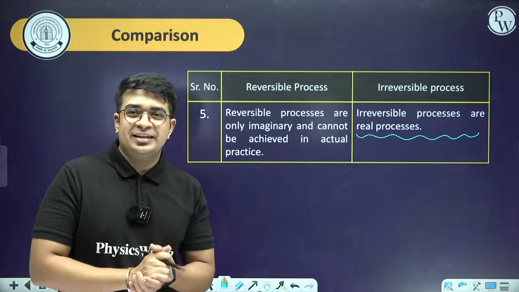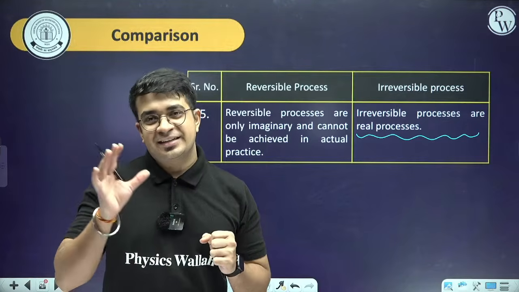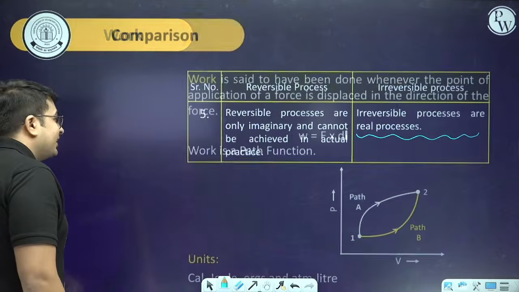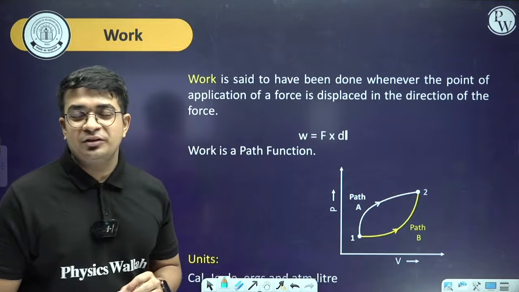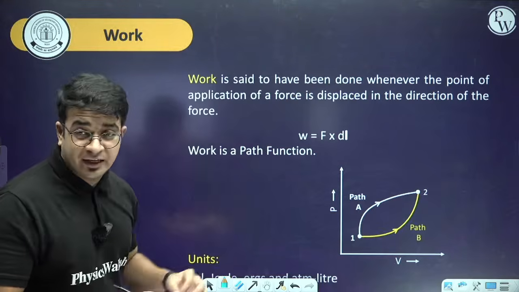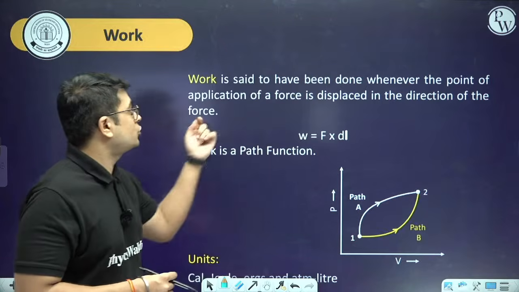So just like the states of matter, we have a specific system which is very ideal and there is a system which is not that ideal. I hope this part is clear. Now if I talk about the next part, we are going to talk about the work done. So basically work is said to have been done whenever the point of application of a force is displaced in the direction of that particular force.